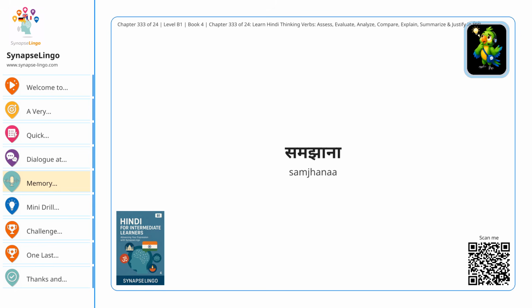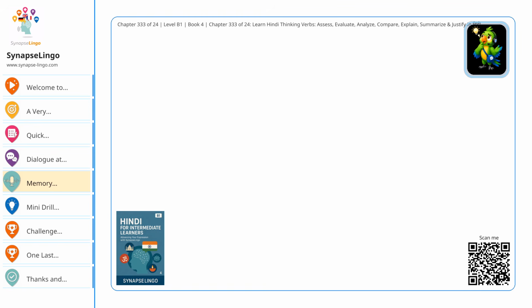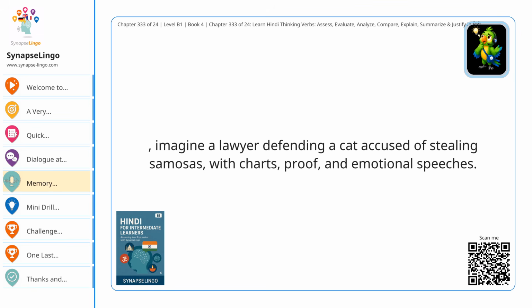समझाना: Imagine a parrot in a classroom explaining grammar with dramatic wing movements. संक्षेप करना: Picture a huge book shrinking into a sticky note. औचित्य सिद्ध करना: Imagine a lawyer defending a cat accused of stealing samosas, with charts, proof, and emotional speeches.